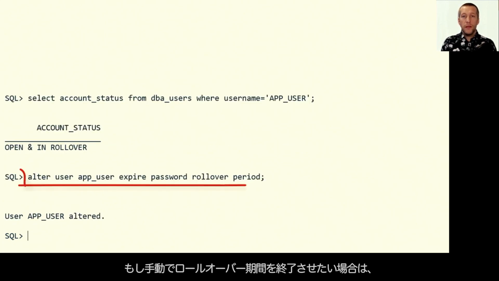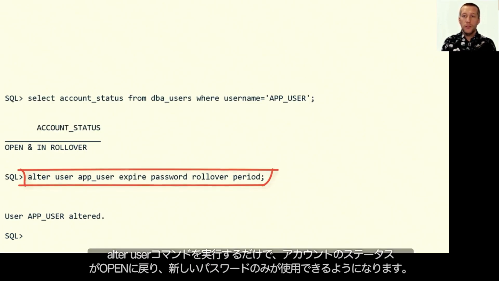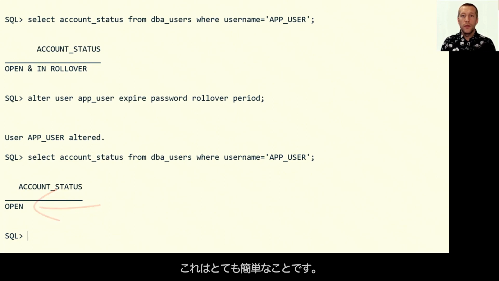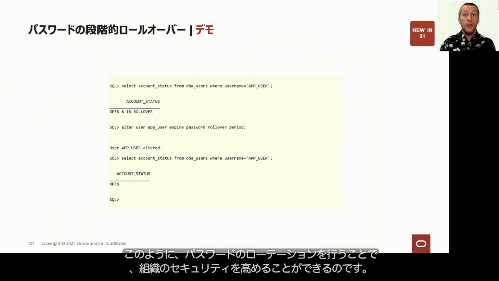If I want to manually expire the rollover period, I can simply do an ALTER USER command, and the account status goes back to open, and you can only use the new password. That's very simple, and it's a really good way to rotate your password and increase security in your organization.